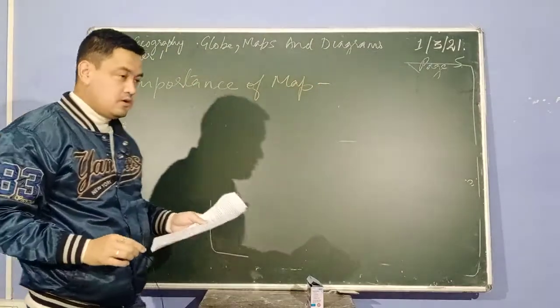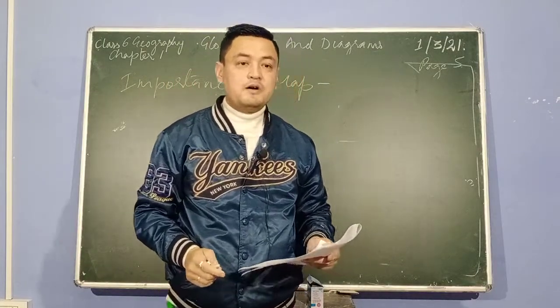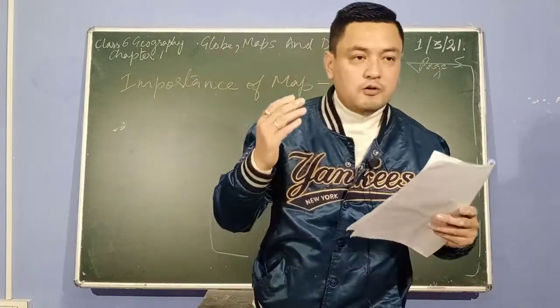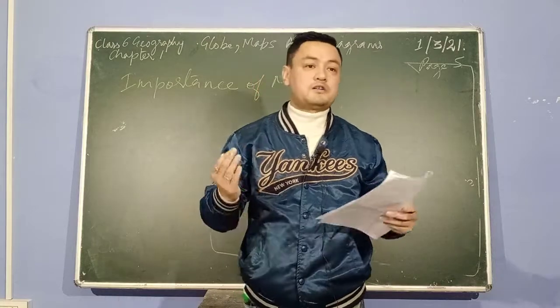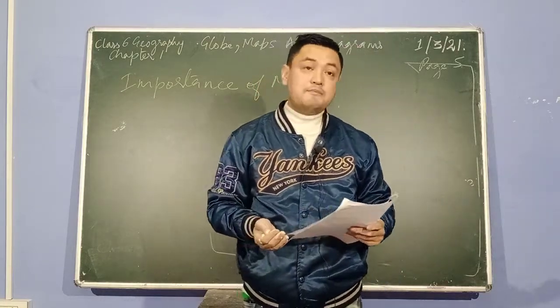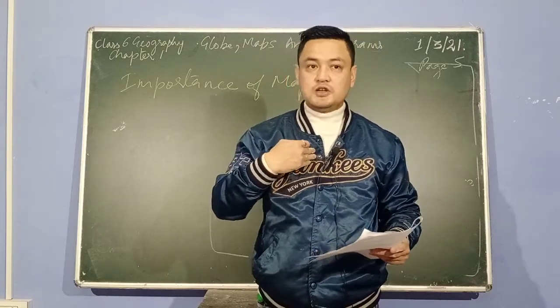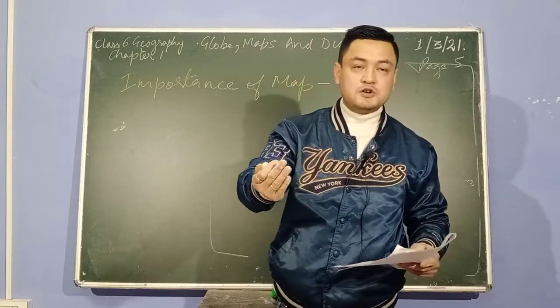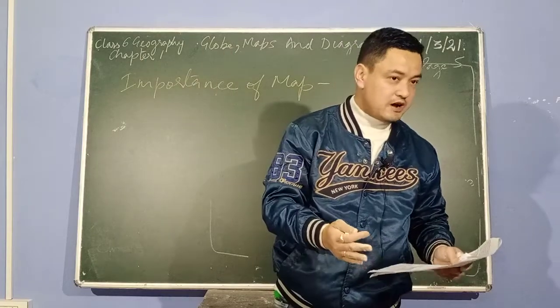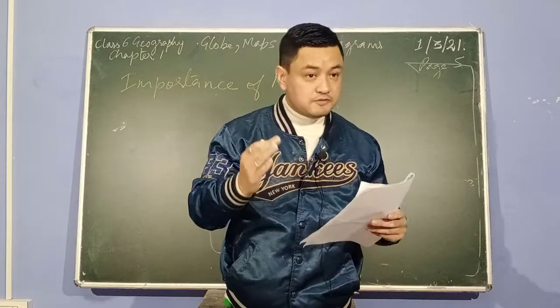Okay. Now, as you can see, what is a map? A map is a drawing of the whole earth or part of it on a flat surface. This is the definition of a map. Maps are useful for all the people, even for a teacher, even for a student, even for the person who is traveling from one place to another. Are you understanding? So maps are useful for all the people.